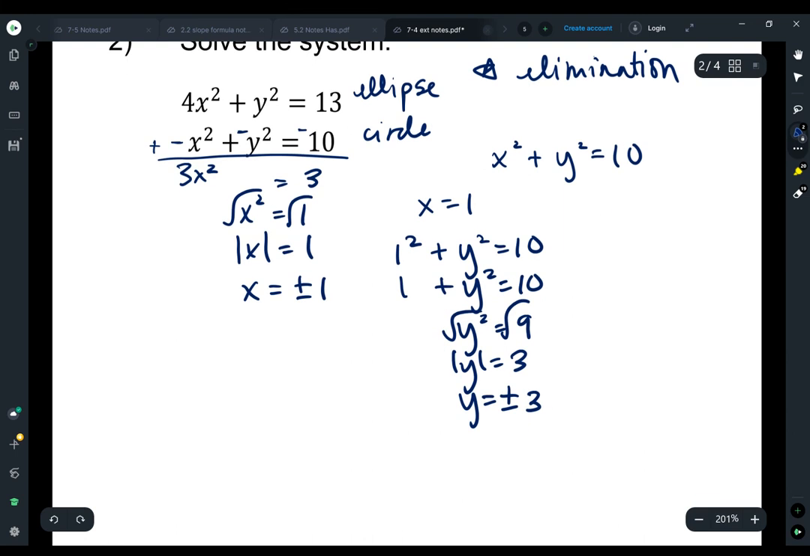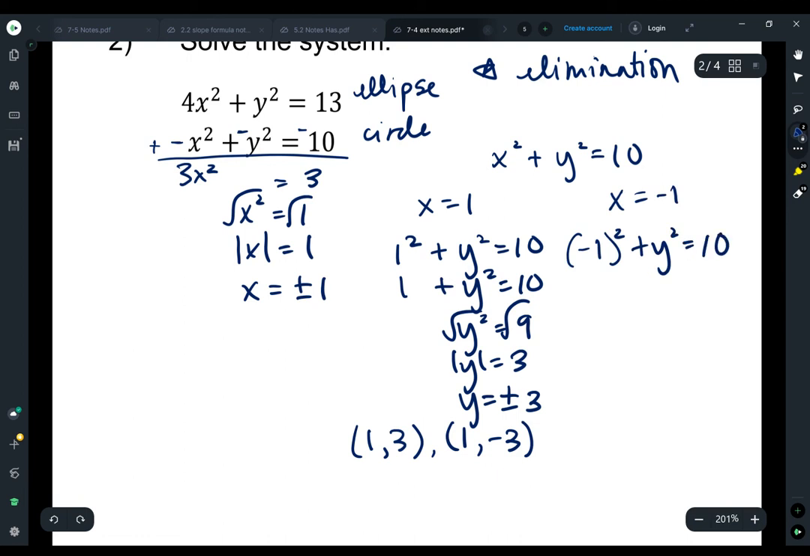So I started with 1, but I got 2 answers for y. So now my answers need to reflect that. I had 1 for x and 3 for y. And I also have, when I start with 1 for x, a negative 3. Now let's look at what happens when x equals negative 1. Well, when I have negative 1 squared plus y squared equals 10, that's going to simplify to 1 plus y squared equals 10 again. So I already know, following my work on the left, that my y is going to equal a positive or negative 3 again. So if I start with negative 1, my answer is 3. And if I start with negative 1, my answer is a negative 3.